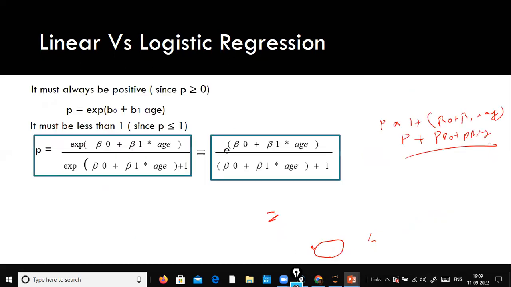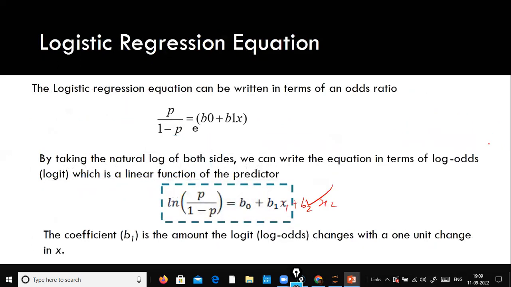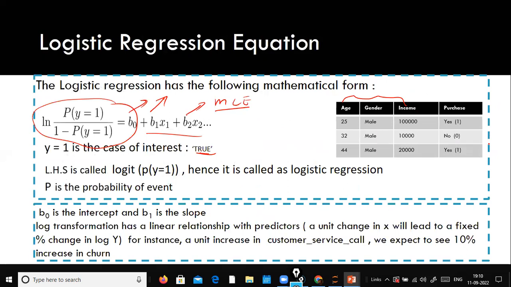That's the reason why you need to use this equation, because the left side of the equation converts or transforms your value to fall anywhere between 0 and 1.